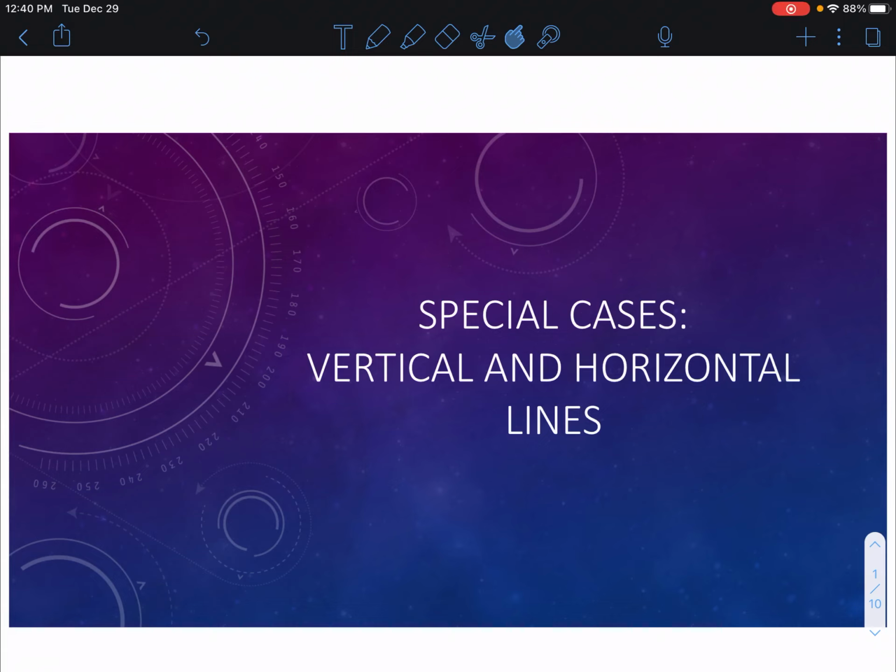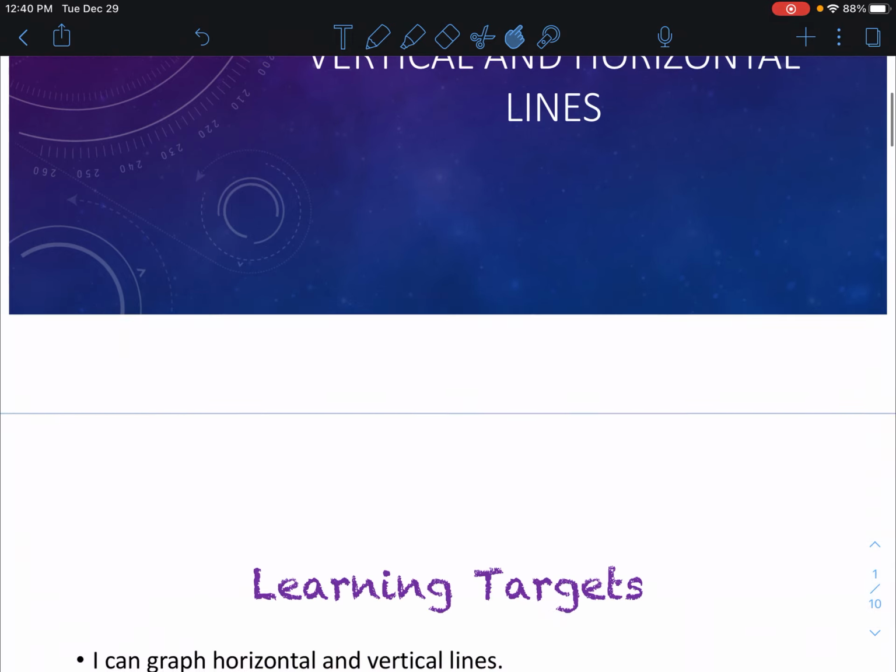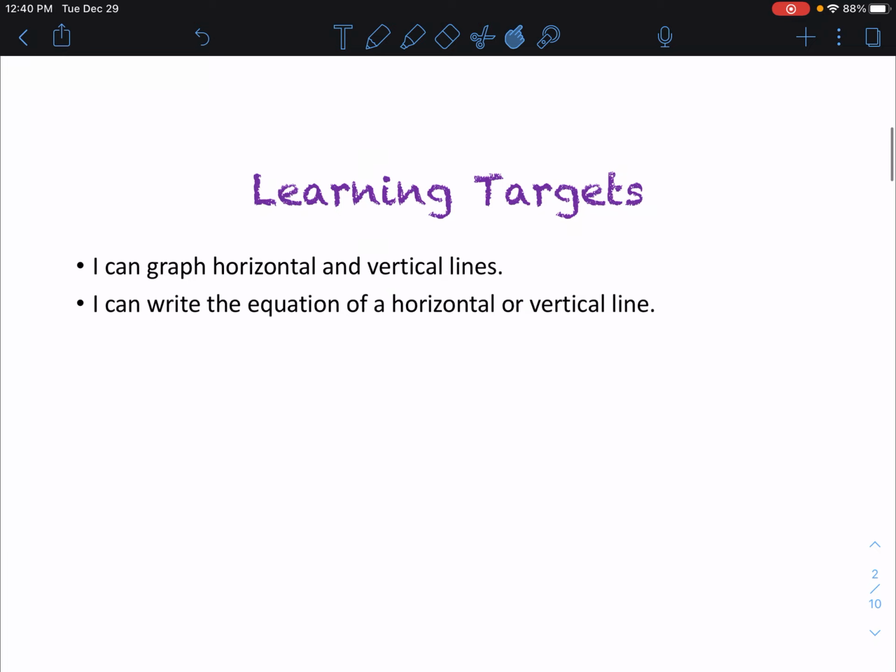Hello. All right, so today we're going to talk about special cases of linear functions, vertical and horizontal lines. We're really going to focus on how we graph horizontal and vertical lines, and then how we write the equation of those two as well.